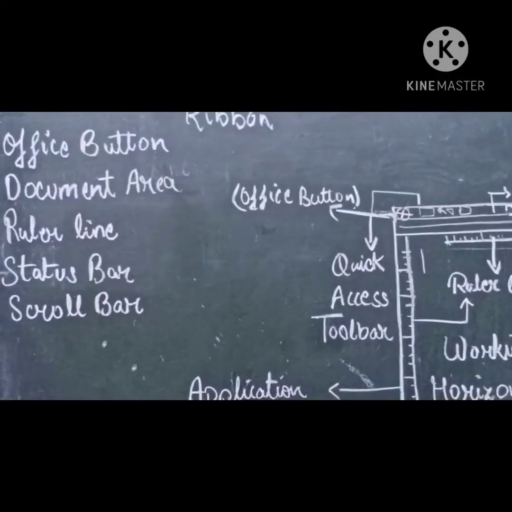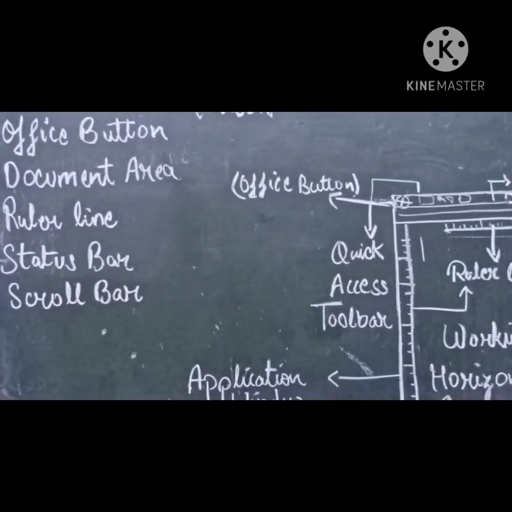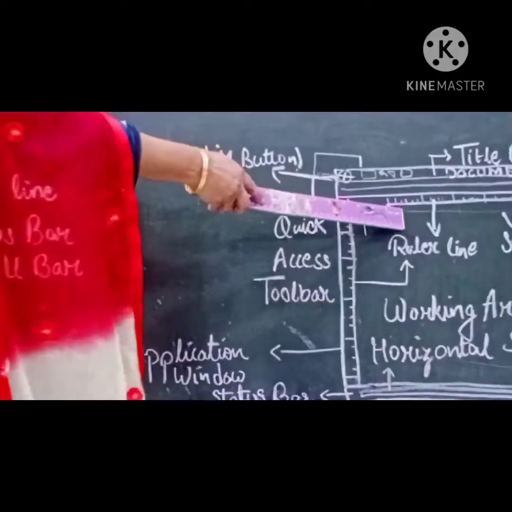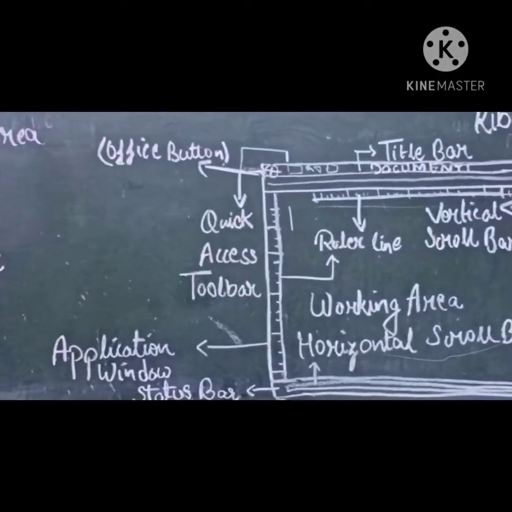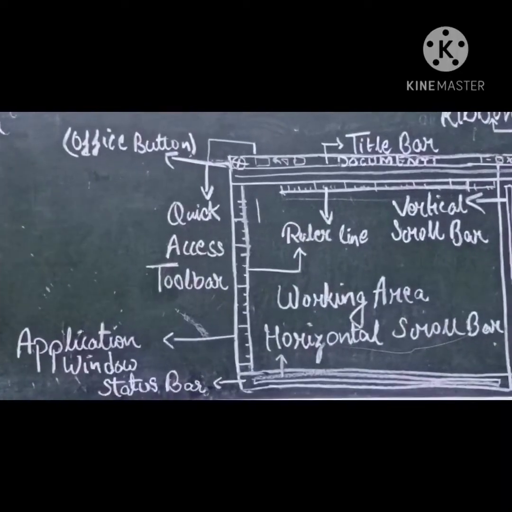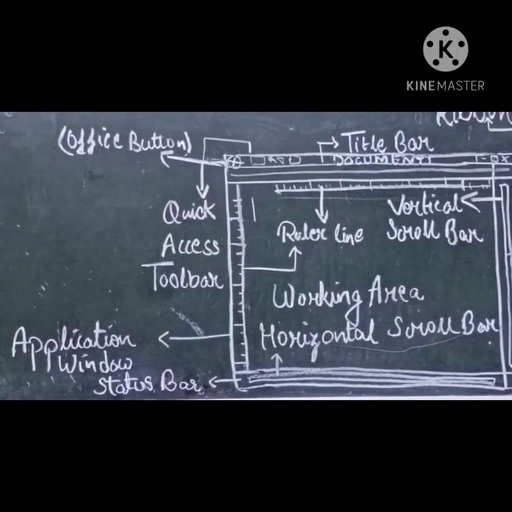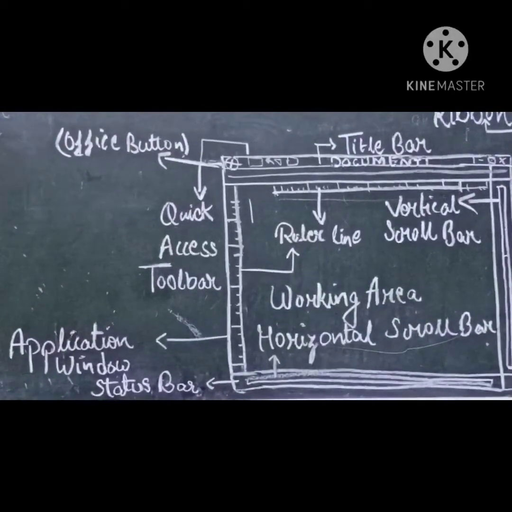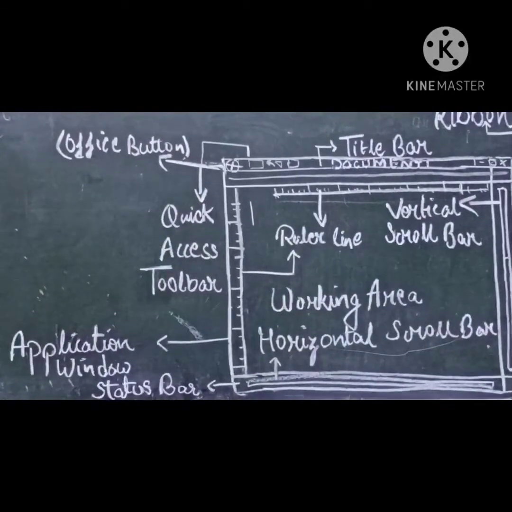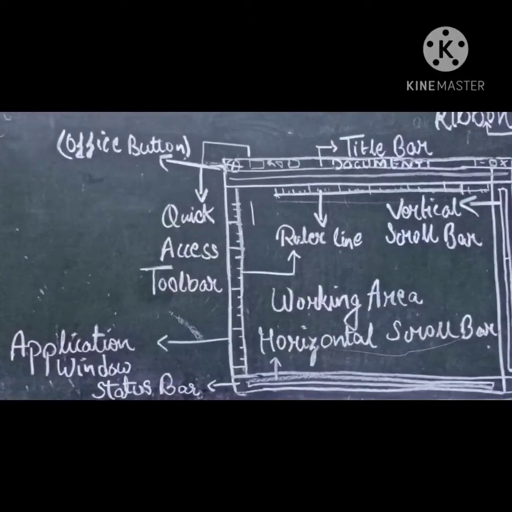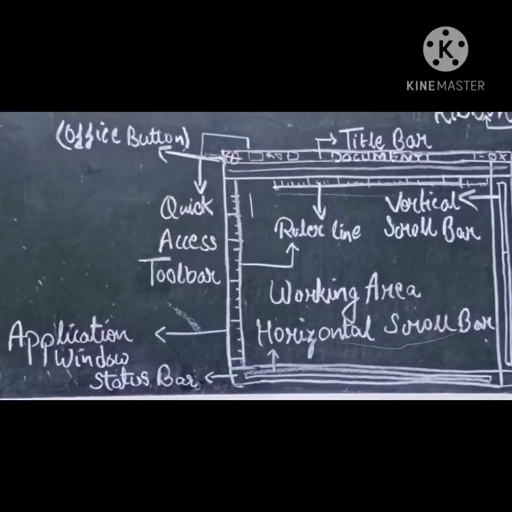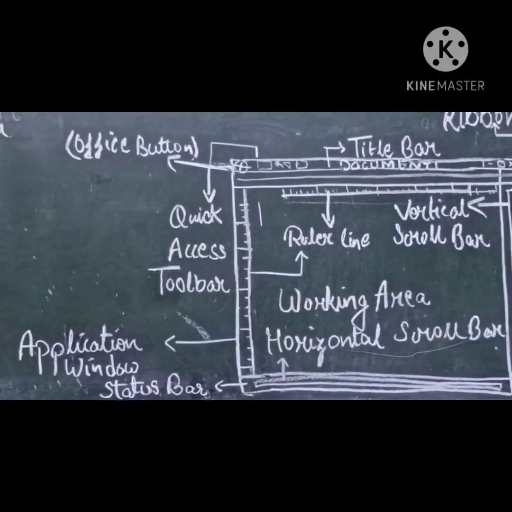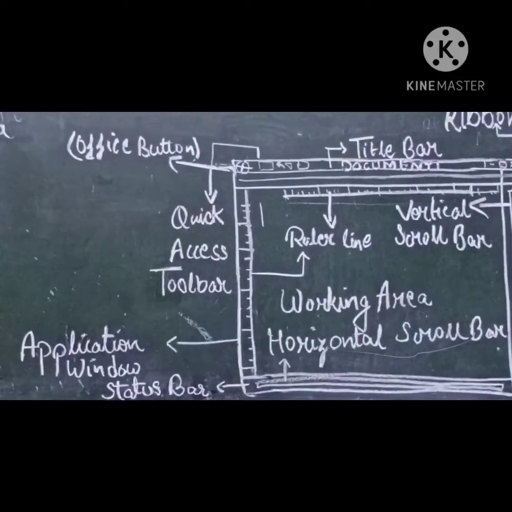Next is, children, ruler line. Children, there are two ruler lines, horizontal ruler line and vertical ruler line. Two ruler lines are here. Children, the horizontal ruler measures the width of the document page. It displays margin settings, tab settings and indentation. And children, the vertical ruler line measures the height of the page.